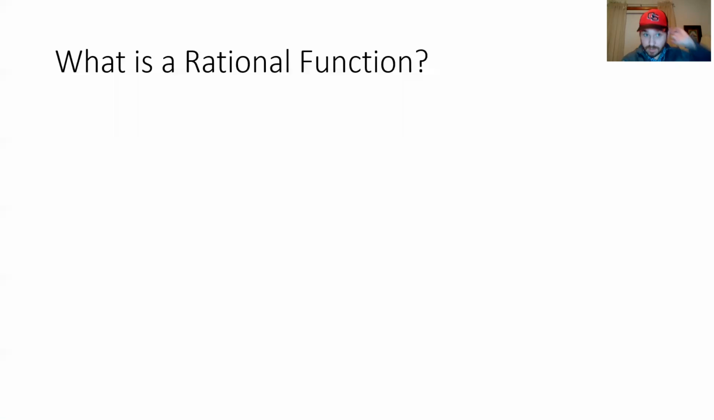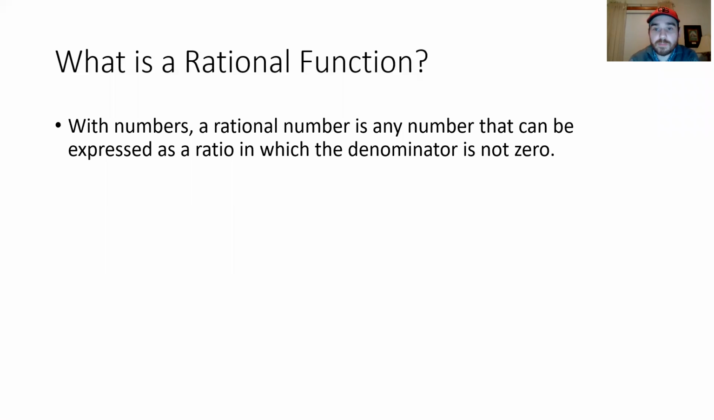The first thing to get down is what actually is a rational function. So hopefully you remember what rational numbers are. Rational numbers are any number that can be expressed as a ratio, or basically as a fraction, when the denominator is not zero. So effectively, this is anything that is not an endlessly repeating or endlessly non-repeating decimal, like pi or the square root of 2. Anything you can write as a decimal that ends or repeats, or any whole number or fraction, is a rational number.